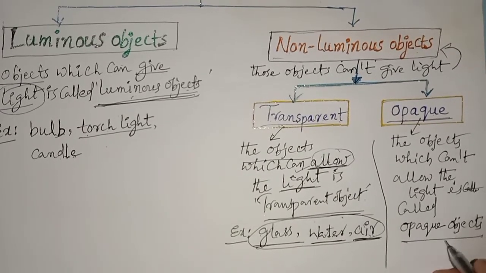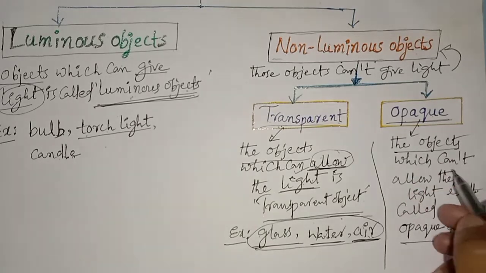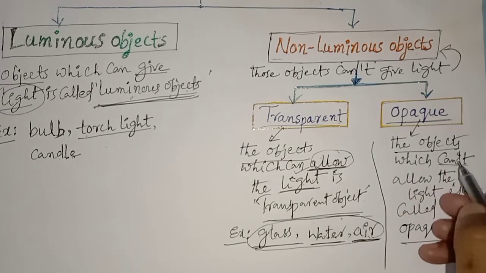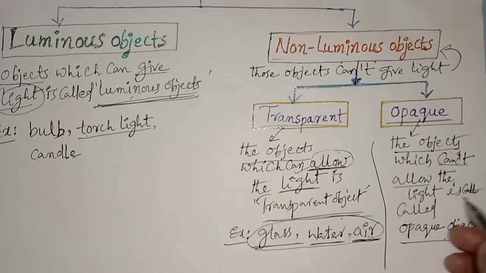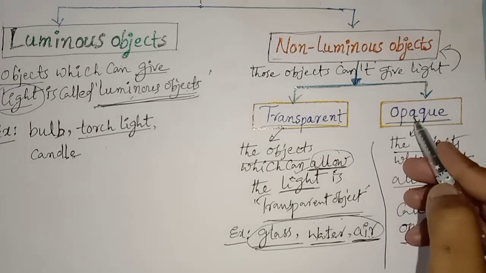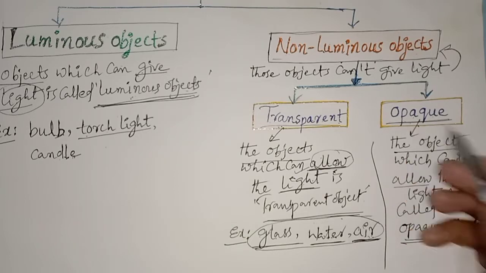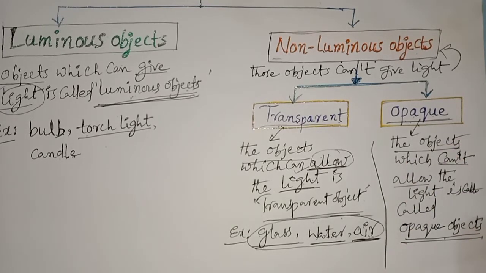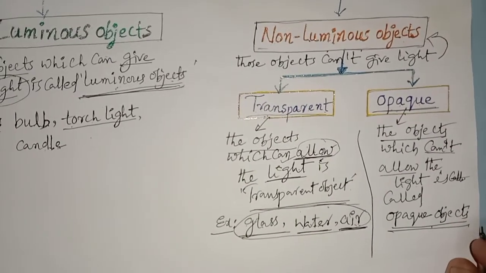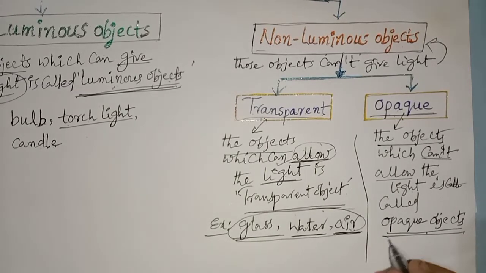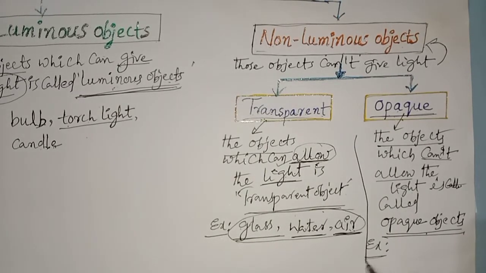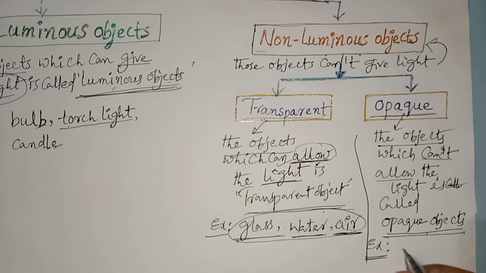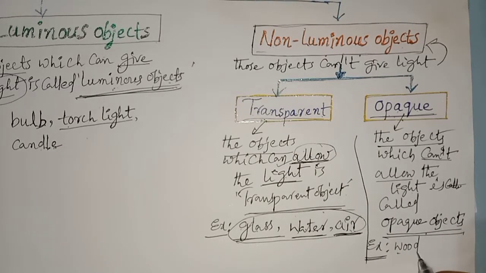So what are opaque objects? The objects which can't allow the light are called opaque objects. An opaque object does not allow light. So what are the examples for the opaque objects? Let us write the examples. Wood. Does wood allow the light? No. Wood can't allow the light.